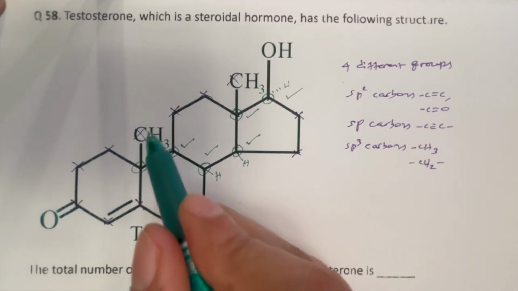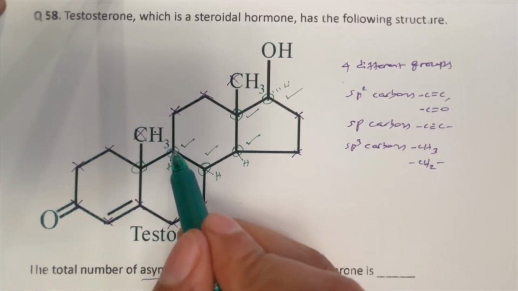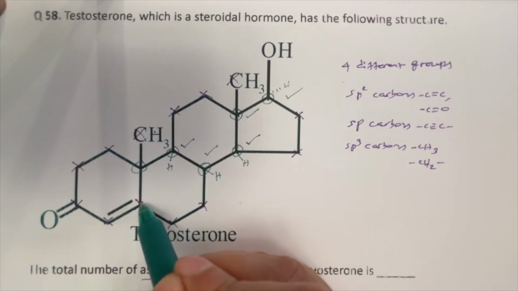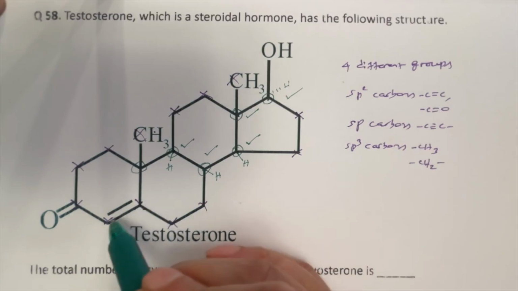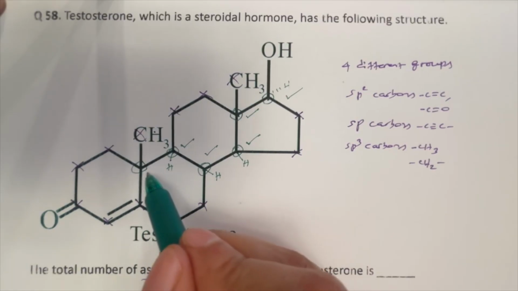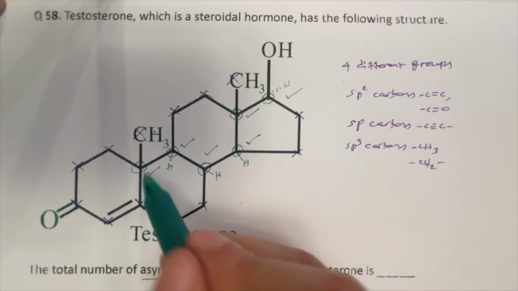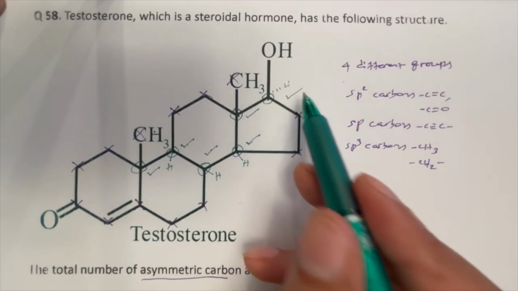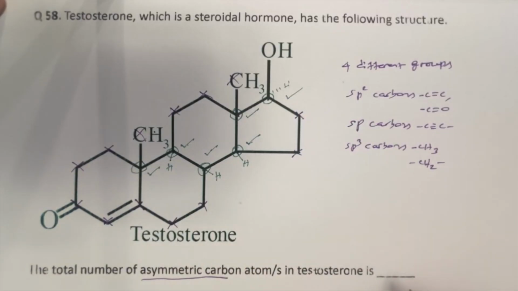How about this one? We have a methyl group, CH, CH2, and then this carbon atom is sp2 hybridized because of the carbon-carbon double bond. Therefore we indeed have 4 different groups attached to it. So this means 1, 2, 3, 4, 5, 6. We have 6 asymmetric carbon atoms in testosterone.